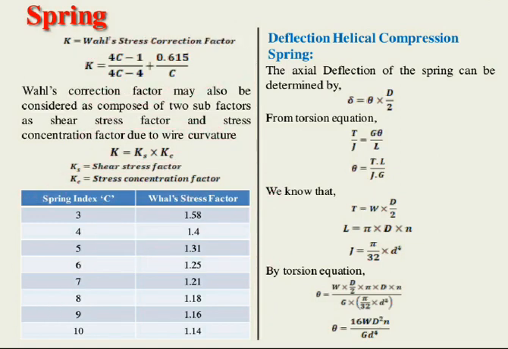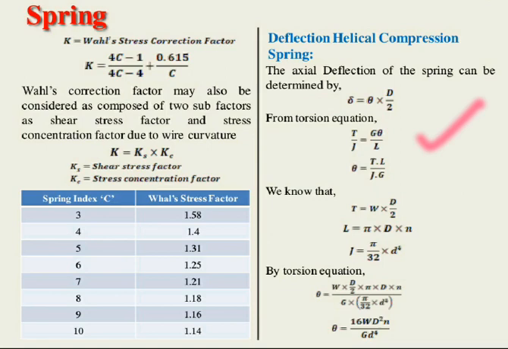Now coming to the next topic, that is deflection on helical spring. The axial deflection on a helical compression spring can be determined by del equals theta into D by 2. As we know from the subject strength of materials, the moment equation is M by I equals theta by J. From that we also studied the torsion equation, and the torsion equation gives T by J equals G theta by L. This we get from the torsion equation.